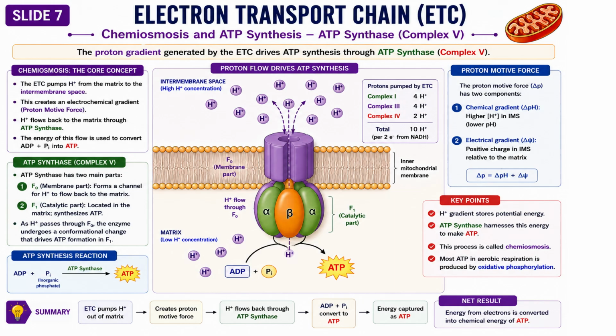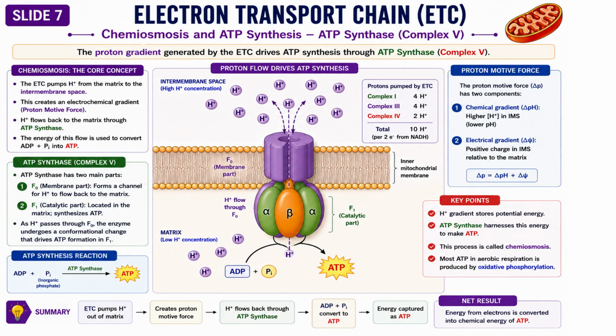ATP synthase has two major functional regions: F0, the membrane-embedded portion that provides a channel for H+ movement, and F1, the catalytic portion facing the matrix. When H+ flows through F0 back into the matrix, the enzyme undergoes rotational and conformational changes. These changes drive the formation of ATP from ADP and inorganic phosphate.